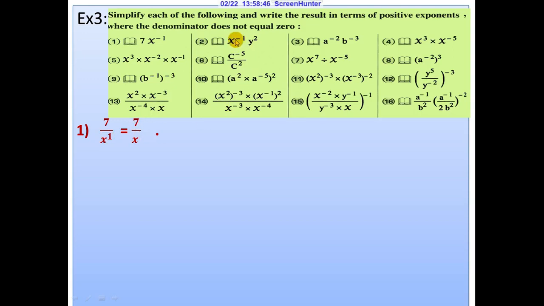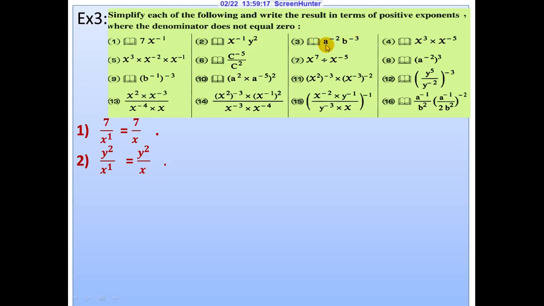The same, number 2: we have x raised to power negative 1 and y raised to power 2. We need to change the place of x power negative 1 because it has a negative power, and keep y raised to power 2 as it is. So number 2 will be like that: y raised to power 2 over x raised to power positive 1. It means y raised to power 2 over x.